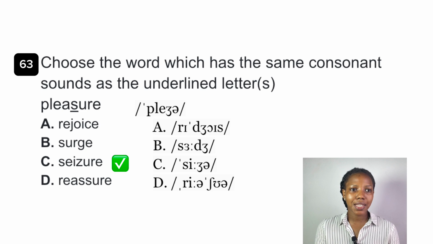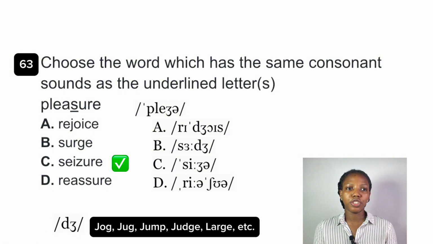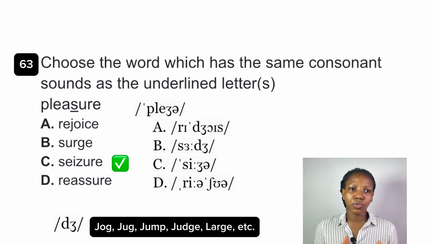We can see that the sound is also in the word seizure. What you have in options A and B is quite different from what you have in pleasure and seizure. What you have in A and B is the "j" sound, as in the word jog. Rejoice, surge is always written like that.